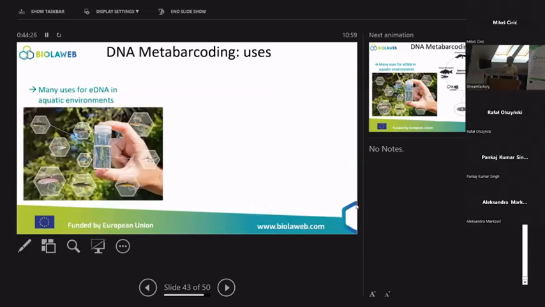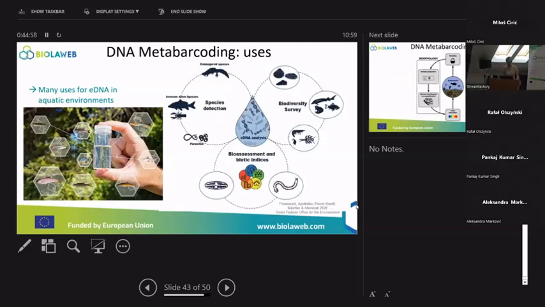So just to focus on aquatic ecosystems, you can have many uses. Here, for example, this picture shows you that in the water you can find DNA from different fish species, and that you may find the composition of the fish community in one environment using free DNA in water. In that case, it's generally called eDNA.